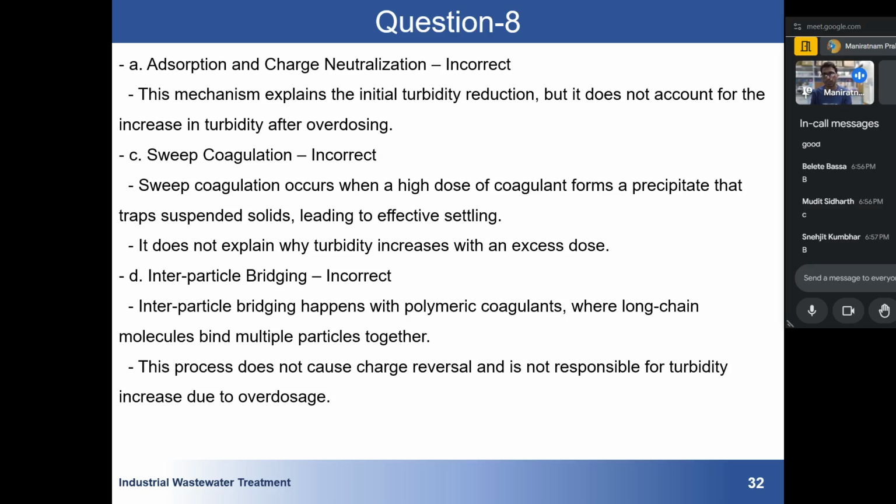Interparticle bridging. Interparticle bridging happens when polymeric coagulants, which are long chain molecules, bind multiple particles together. This process does not cause charge reversal and is not responsible for the turbidity increase. So this is entirely another thing. Due to this bridging there will be a decrease in turbidity, but there will be no increase in turbidity.